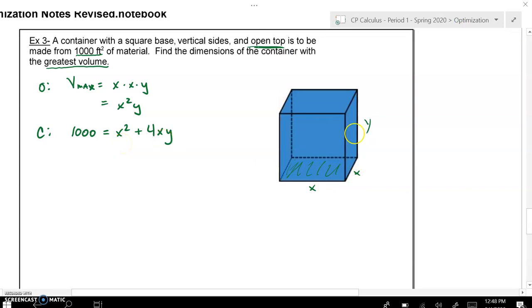The 4xy comes from the 4 sides that are also using up some of that 1,000 square feet of material. X times y are the dimensions of all of the sides. So if there's 4 of them with an area of xy, 4xy is included. There it is, 4xy in my constraint equation. All right, and those are taken out of that 1,000 square feet of material. So I've got one bottom that's taking material, and I've got 4 sides that are taking material, and the top is not taking any because it's an open top, as it said in the beginning. Okay, so there is my setup for that problem.